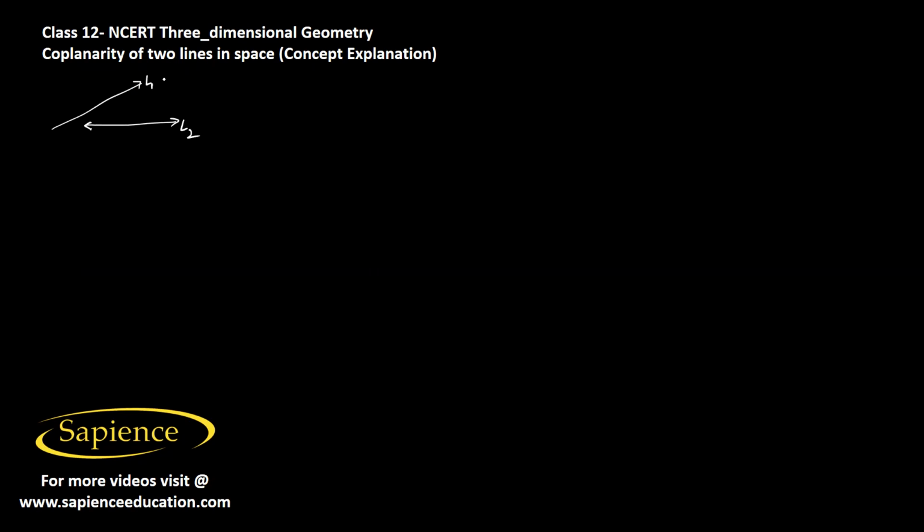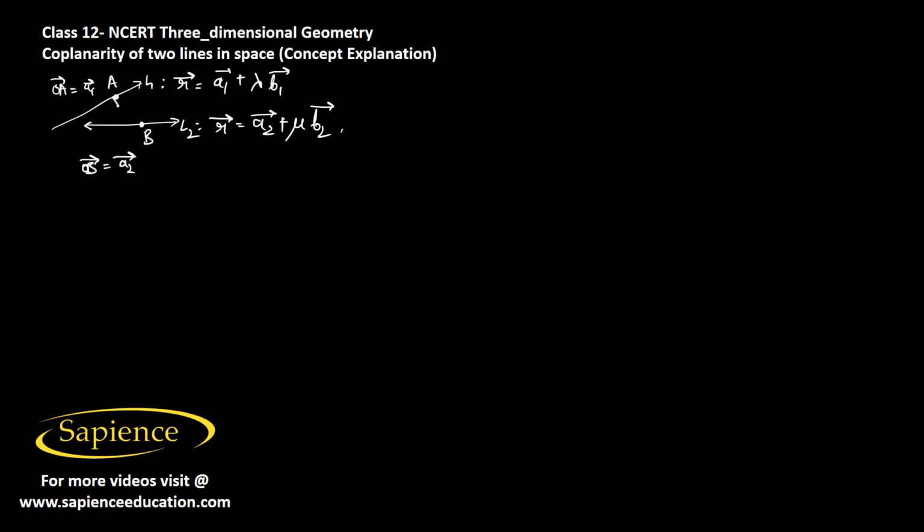So let's say the equation of the line L1 is given as r vector equals a1 vector plus lambda b1 vector, and the equation of the line L2 is given as r vector equals a2 vector plus mu b2 vector. So A is a point on the line L1 whose position vector is a1 vector, meaning OA vector is a1 vector, and let's say B is a point on the line L2 whose position vector is a2, meaning OB vector equals a2 vector.